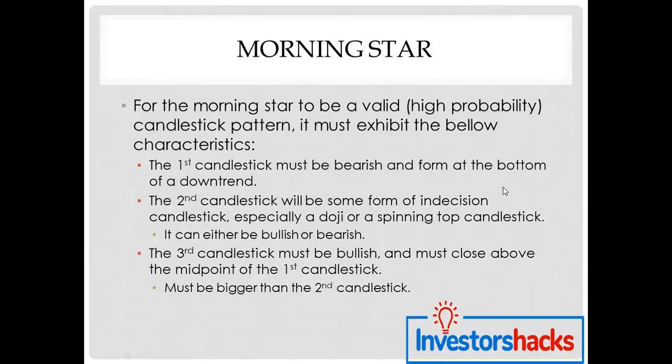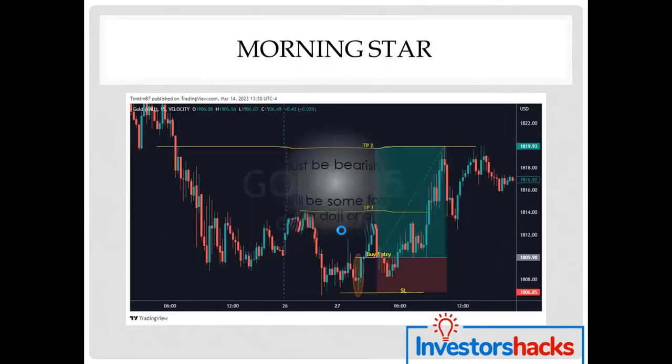The second candlestick will be some form of indecision candlestick, especially a doji or a spinning top candlestick, okay? And it can be either bullish or bearish. So this is our second candle. You can see it can be either a doji or a spinning top. So you can see this one. It indicates some kind of indecision. It can be either bullish or bearish. In our case, this is bullish.